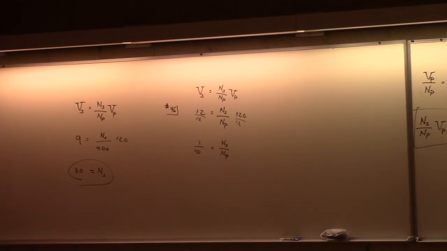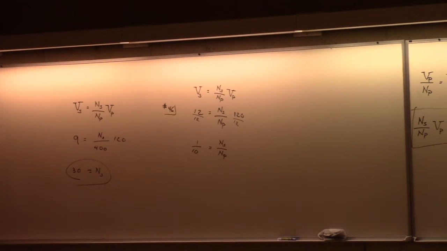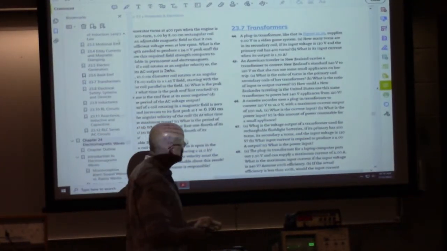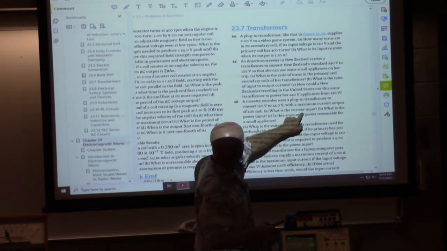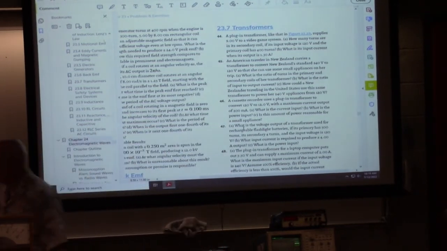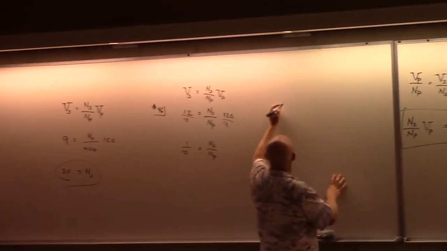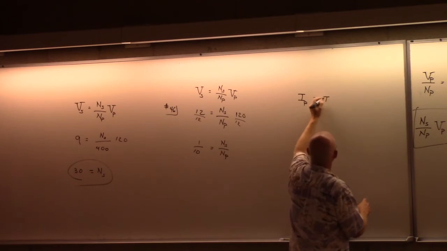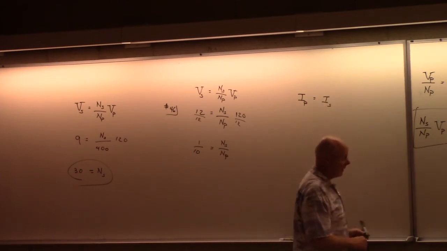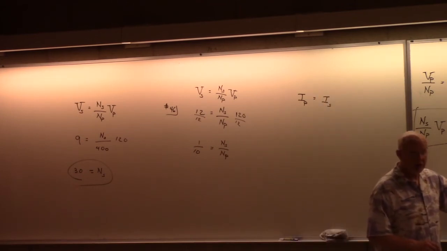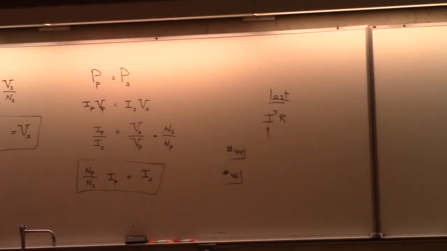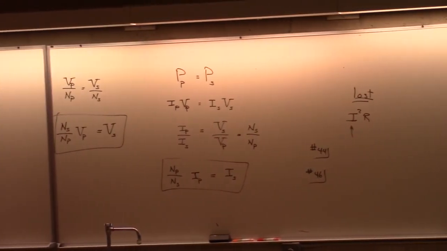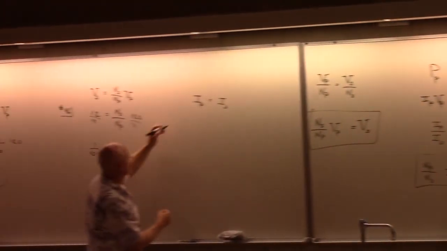And then not knowing the number of turns really isn't important. It's the ratio of the number of turns that's important. Because this one says, what is the current in the input? So let me take this one right here. So the current in the input, the primary, is equal to the current in the secondary, and then here's that ratio, the number of turns in the primary over the number in the secondary. And so it's the reciprocal of this. So I'm going to put a 10.